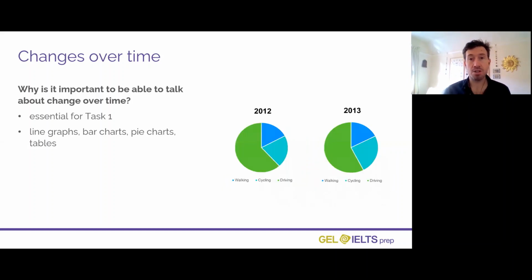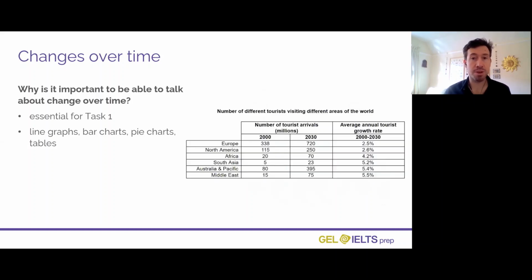Pie charts can also show change over time. If one of them shows one date and another shows another date, that will show change over time. So things might go up and go down in that situation. And again, for tables, tables are another way of representing data, and they can have 2 separate dates. Here it has the date 2000, and here it has 2030. So again, there'll be a change, and you need to be able to describe that change.